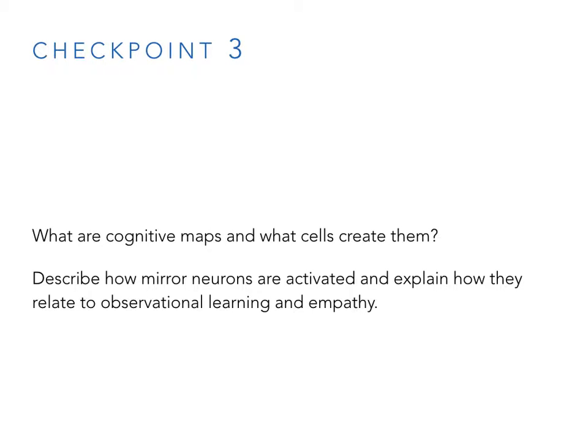All right, so cognitive maps, those are brain maps. That's all they are. They're maps that you create in your head of the world around you. And the cells that create them are place cells in the hippocampus. As you navigate the world more, you're going to promote the growth of place cells, and you'll modify your hippocampus.